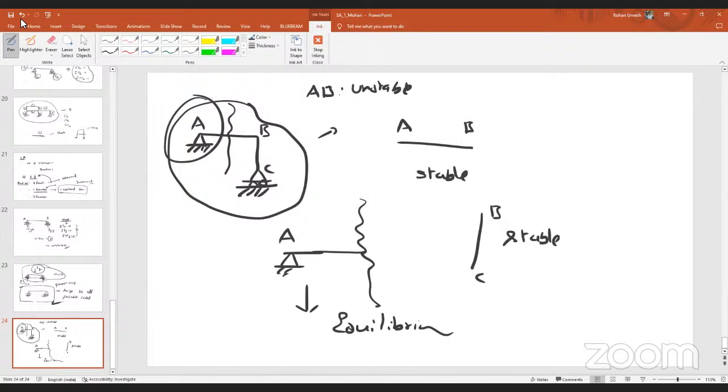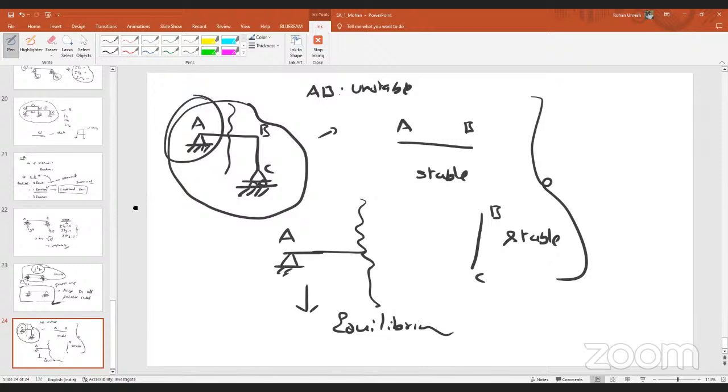Why I'm telling you is that this is a very, very important part, this stability part. You can take any section randomly, you can take any part randomly, that should satisfy the equilibrium equations. There is no doubt about it.